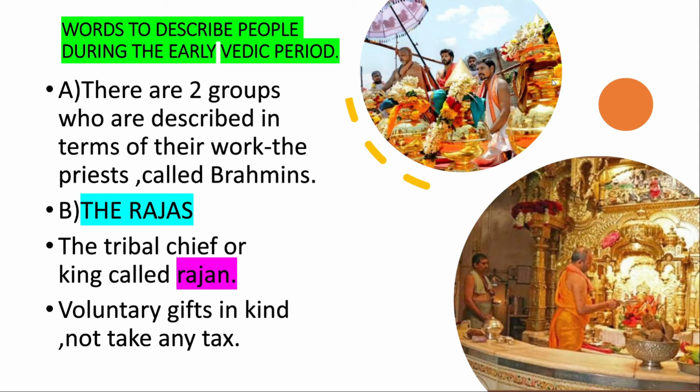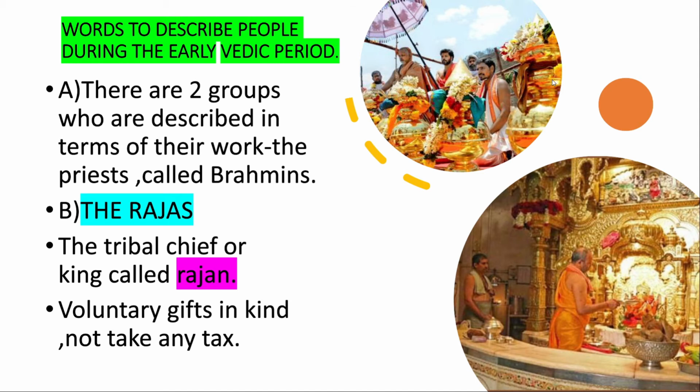There are two groups who are described in terms of their work. The priests, sometimes called Brahmins, who performed various rituals, and the second one, the Rajas. The tribal chief or king was called Rajan. He received voluntary gifts in kind. He did not take any tax but had a larger share when riches were divided. He led his tribe to war, maintained law and order, and also offered prayers on behalf of his tribe.